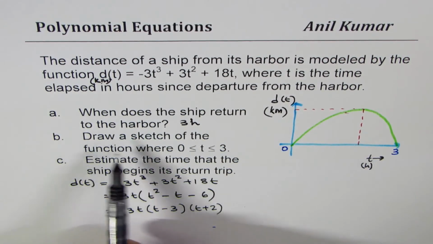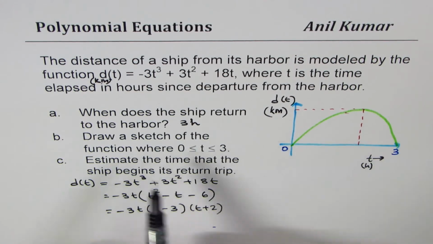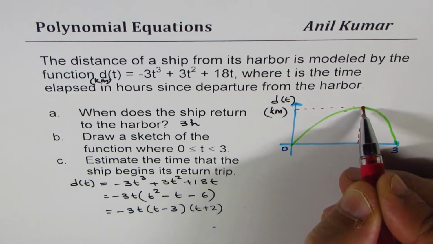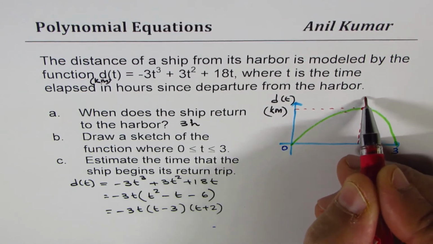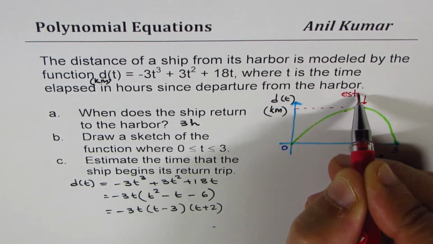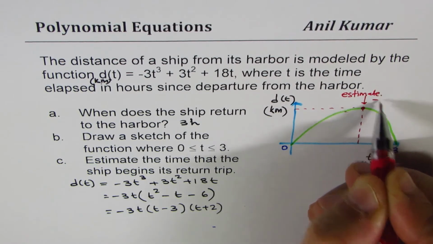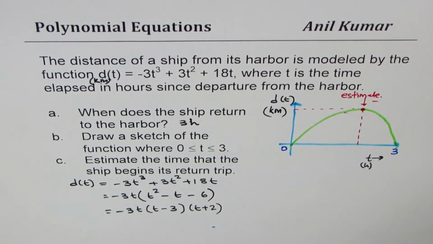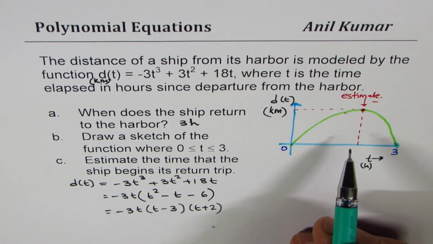Now the question is, draw a sketch of the function. Part C is to estimate the time that the ship begins to return. Now, the ship begins to return when the distance starts decreasing. So that is the time which we need to estimate. Correct? Now, how do we estimate this time? The main purpose of making this video is the same, and the student's question is genuine. How do we calculate it without a graphing calculator?